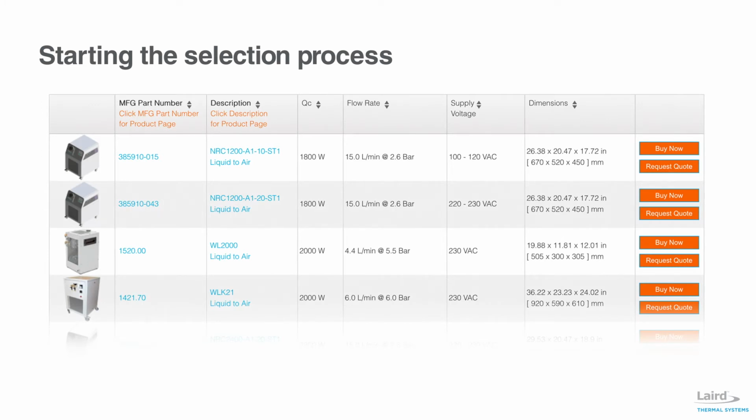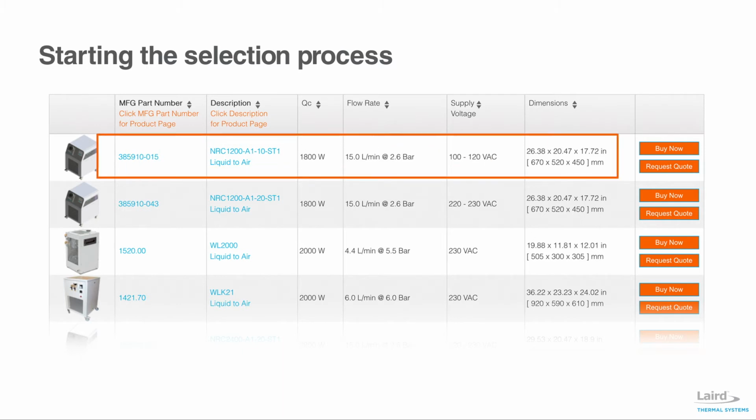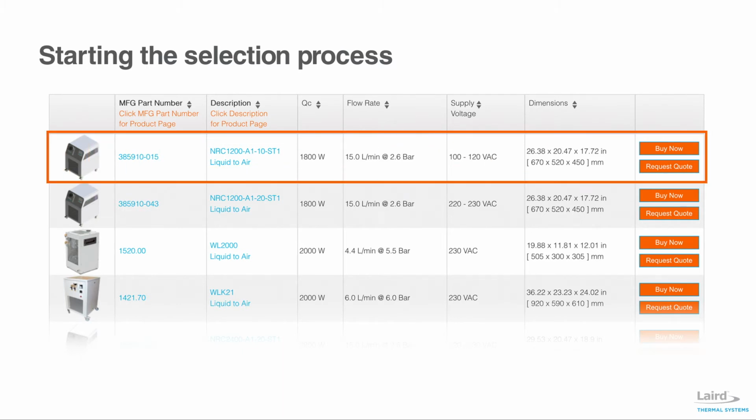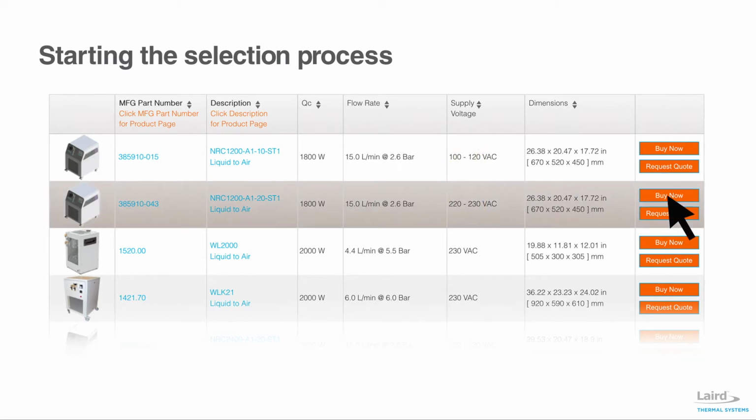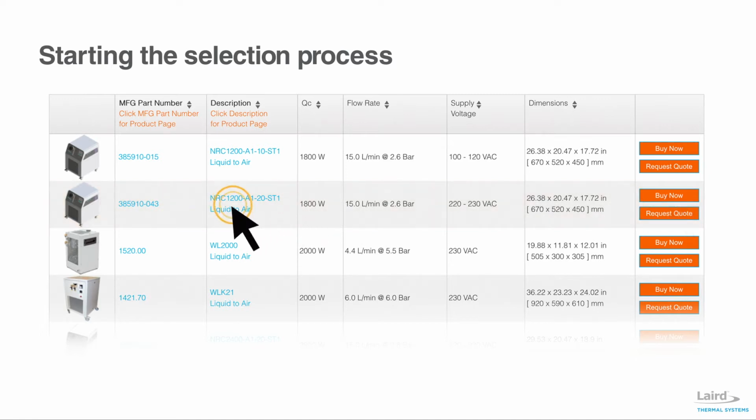For example, the Nextreme Chiller NRC 1200. This has two available voltage configurations, 120 and 230 volt. To check availability, click the Buy Now button to the right. We will select this part number to access the datasheet.